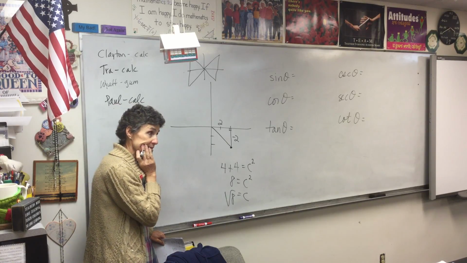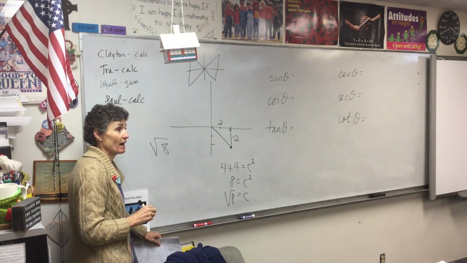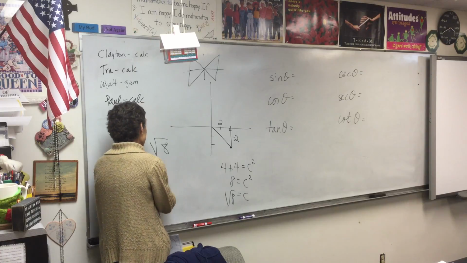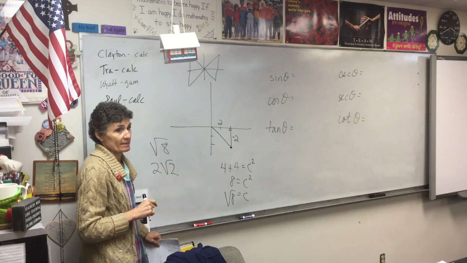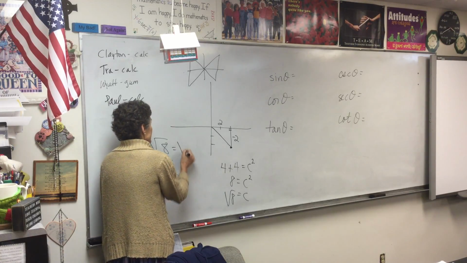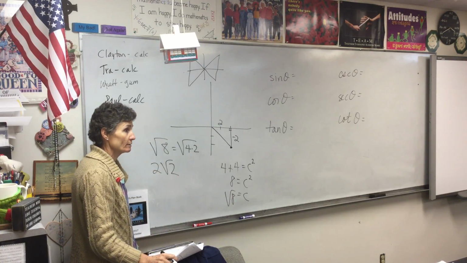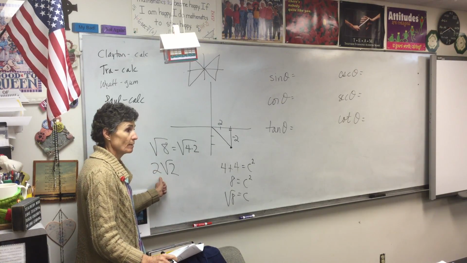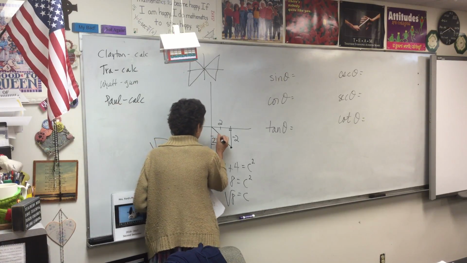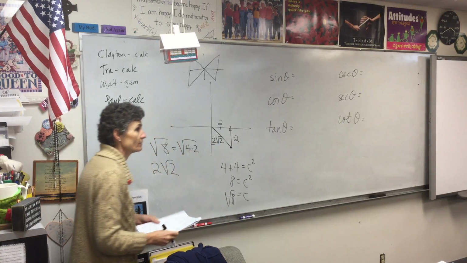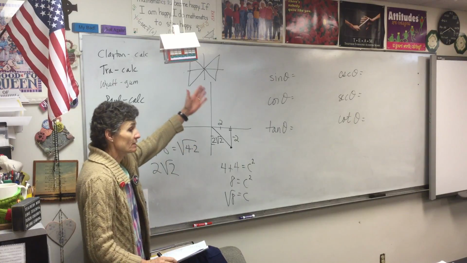It simplifies. Remember how to do that? How does the square root of 8 simplify? A 2 comes out and a 2 stays in. Now, how did we know that? Well, 8 is 4 times 2. And what's the square root of 4? 2. I can take the square root of that part, right? So my hypotenuse is 2 square roots of 2. Now I'm going to fill in the blanks.